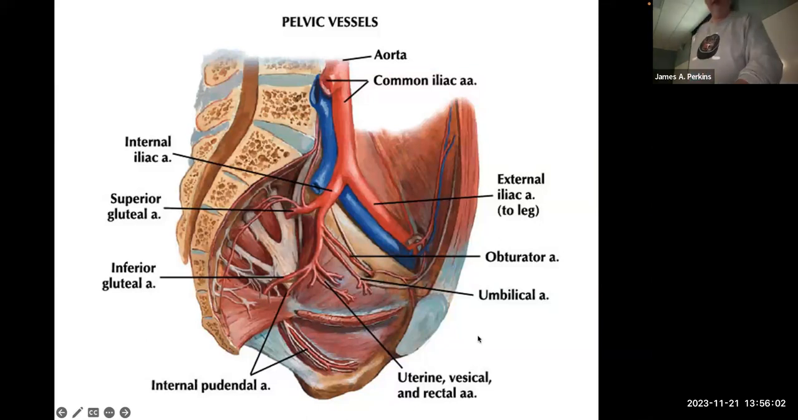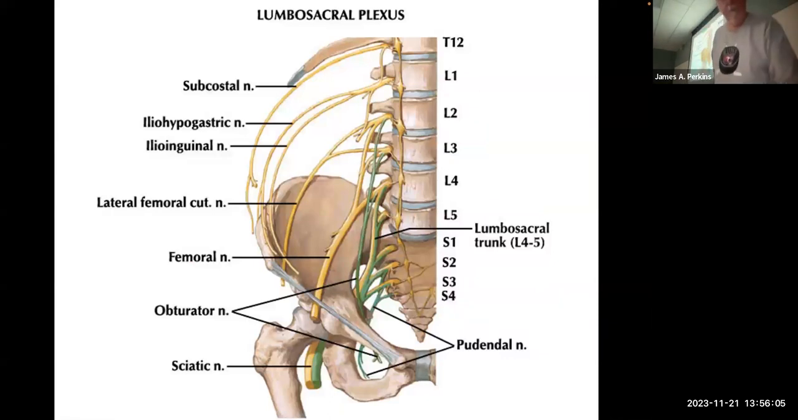Right now, I think I lied. I think we maybe have one more slide, but you've already seen most of this. So we've already identified the subcostal, iliohypogastric, and ilioinguinal nerves coming from L1, the lateral femoral cutaneous nerve coming from L2 and L3, the femoral nerve and obturator nerve coming from L2, 3, and 4. And then here's the obturator nerve actually coming through the obturator canal, through the obturator foramen.